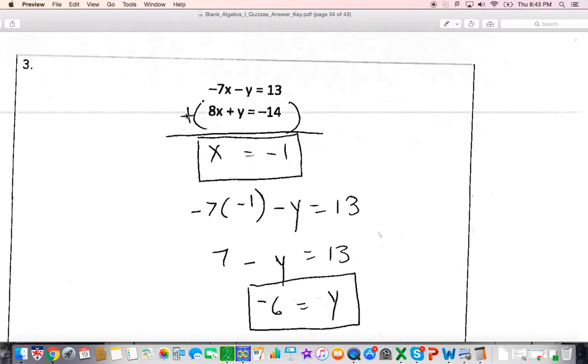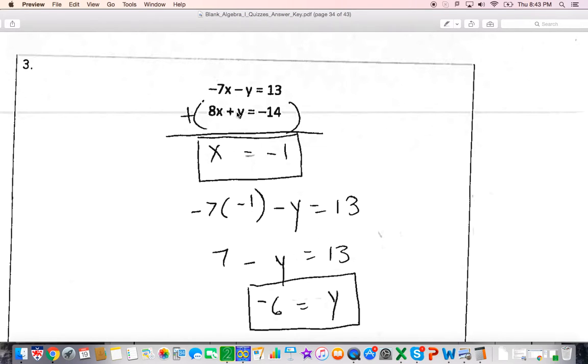So we have to actually add in this case. Okay, so going ahead and adding it, we have 8x plus negative 7x, and that gives us 1x. Adding these, as you know, eliminates the y, and adding these gives you negative 1. So right away we get that x is equal to negative 1.